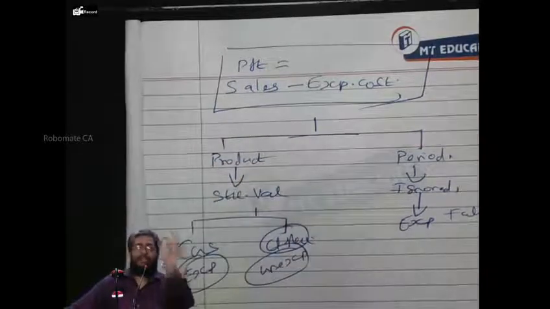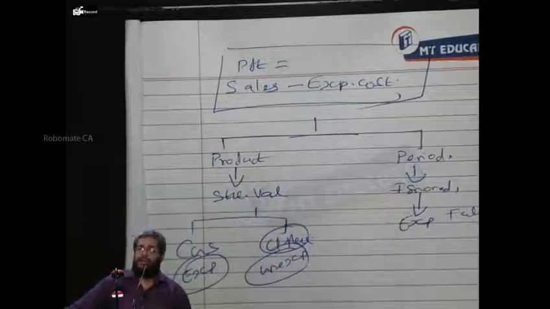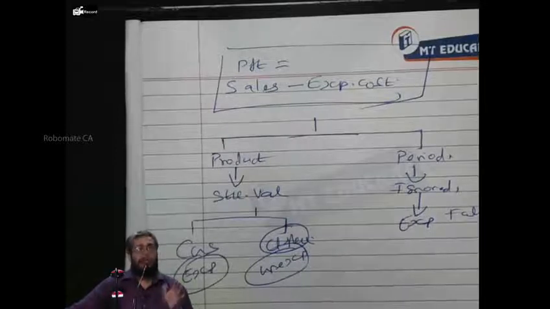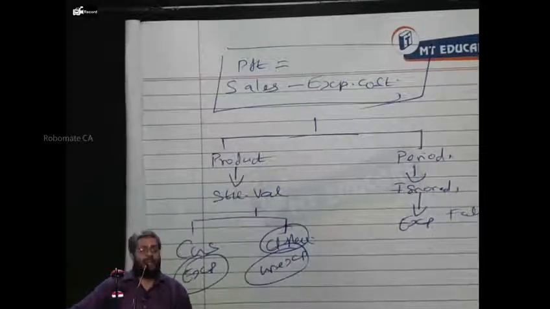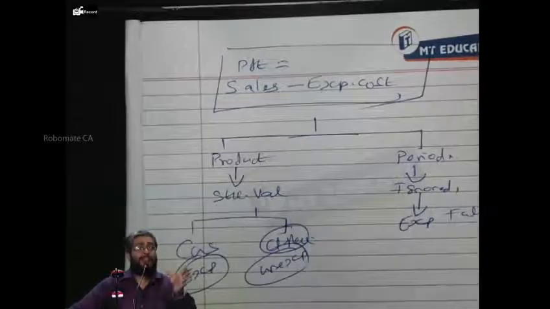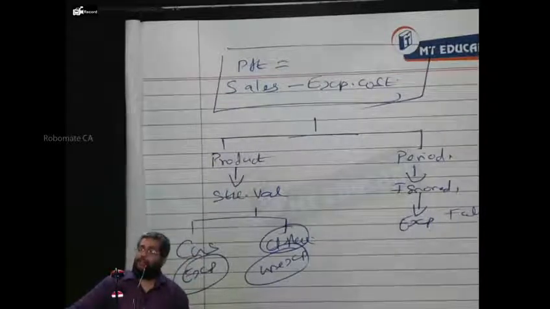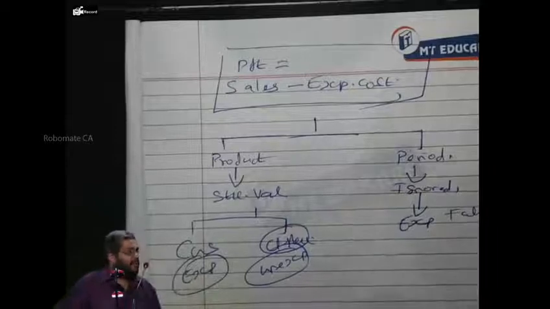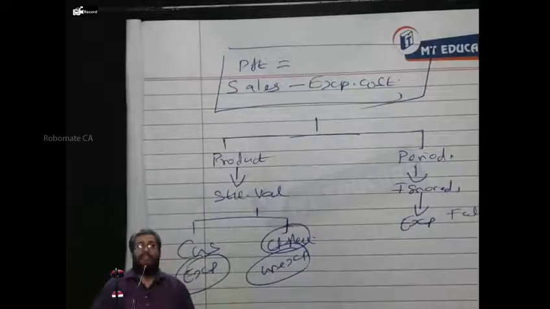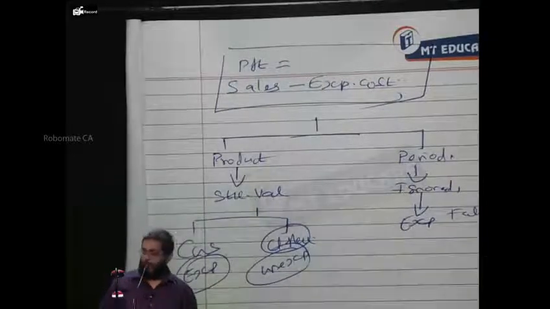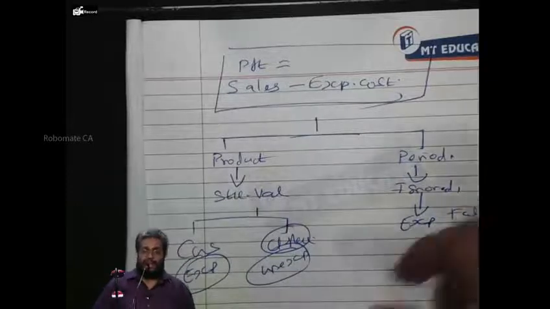Just to get a confirmation, profit is equal to sales minus expired cost. What cost expires? Period cost expires fully. Product cost expires to the extent of goods sold. Product cost goes to next year to the extent of closing stock. Are you following? Another question is, sir, how to know whether a cost is product cost or period cost?